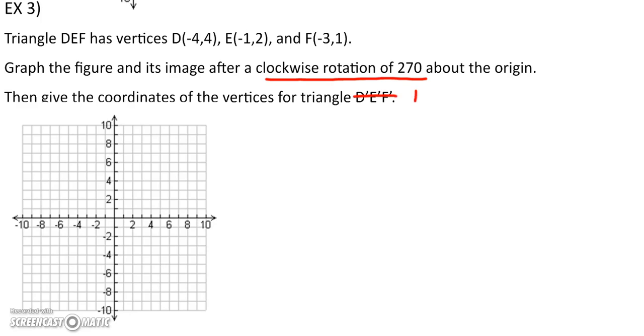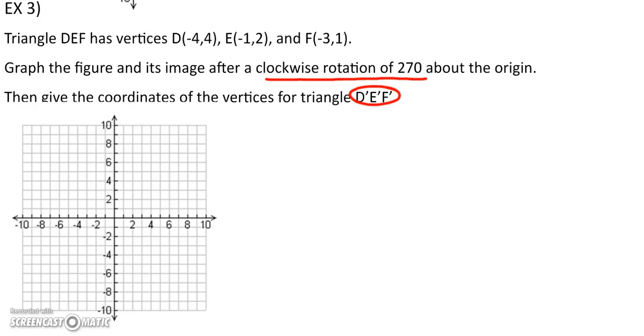You can leave this as D prime, E prime, F prime, but I'm going to change that, because by the time we get to 270 degrees, something will have happened 3 times. So this will need to be changed in your final answer.